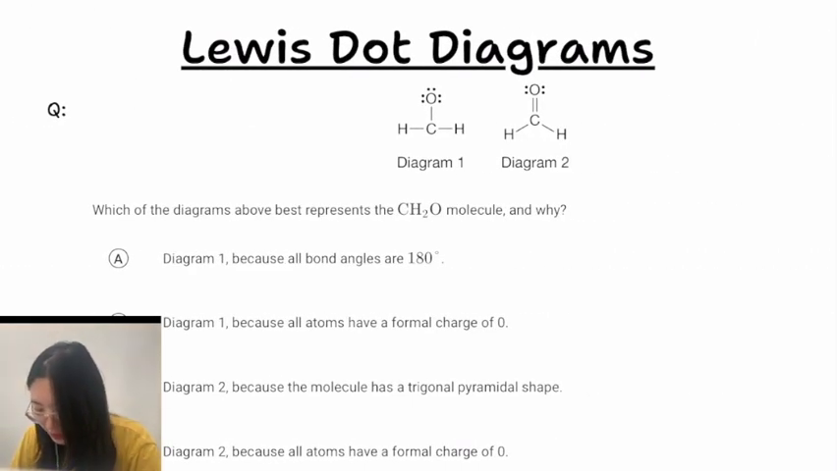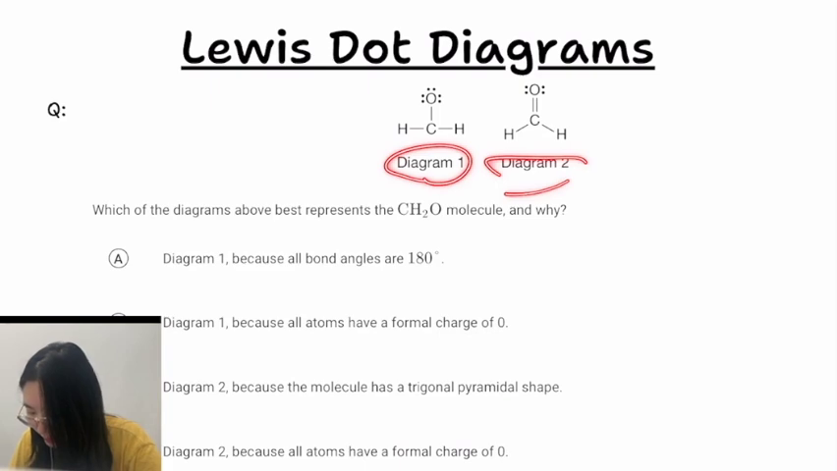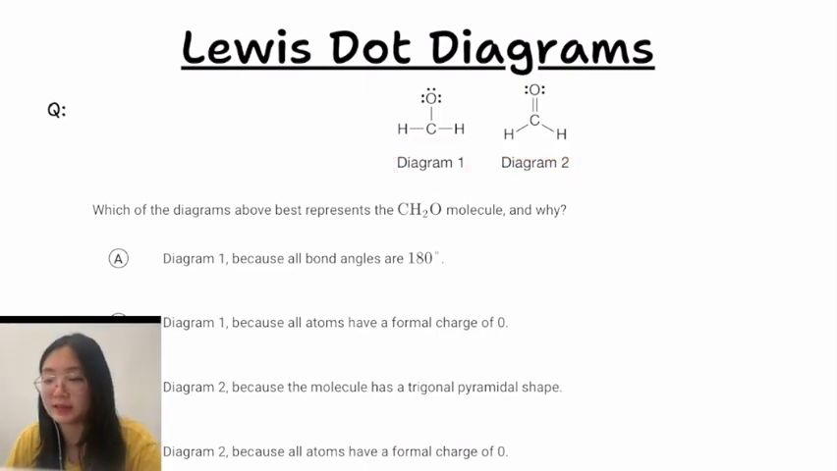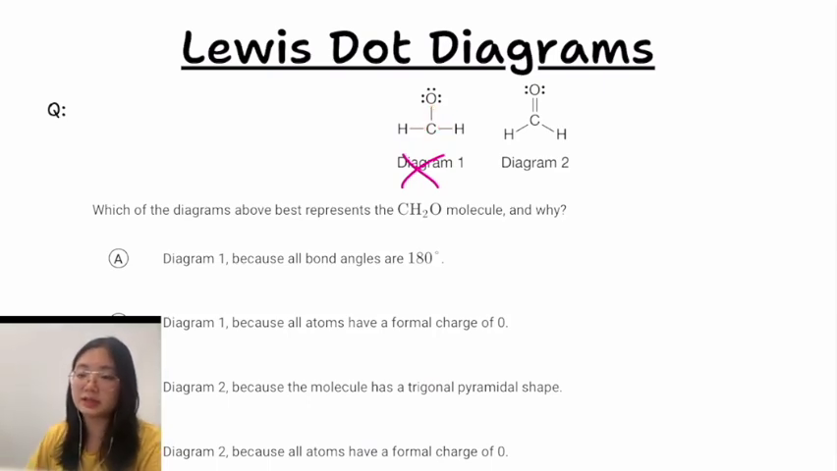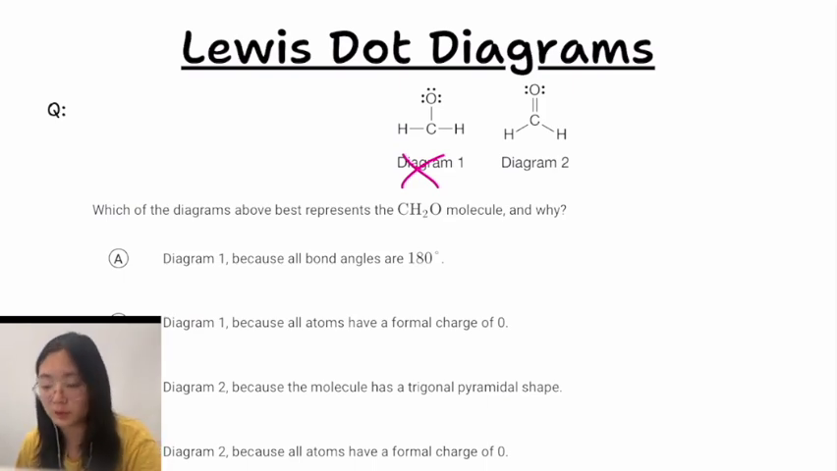Okay, which of the diagrams above best represents the CH2O molecule and why? Diagram 1 and diagram 2. Okay, so it's very obvious that diagram 1 is not an appropriate one because the central atom carbon has only 1, 2, 3, 4, 5, 6 bonding pair electrons, so it does not even fulfill the full octet.